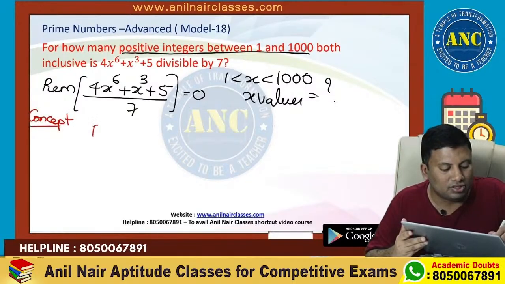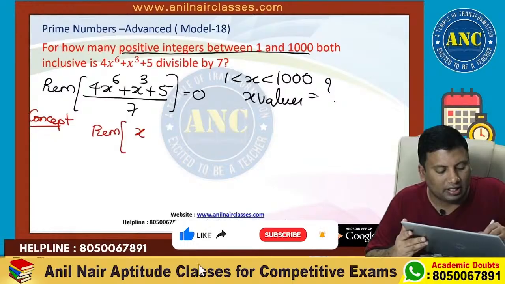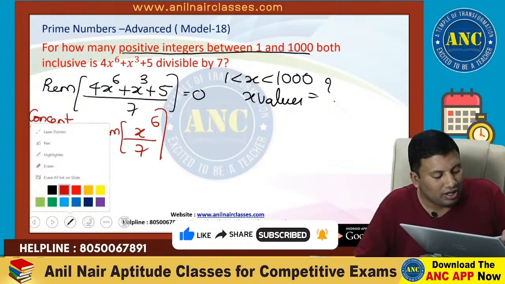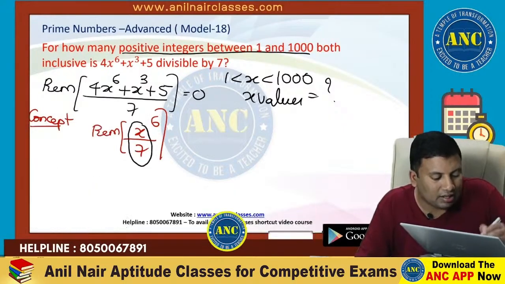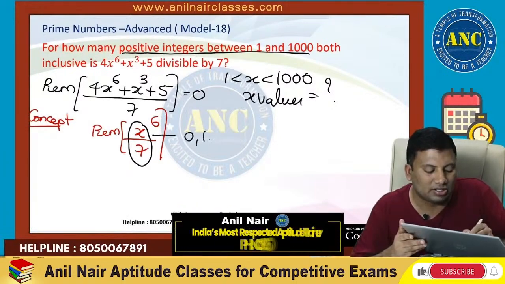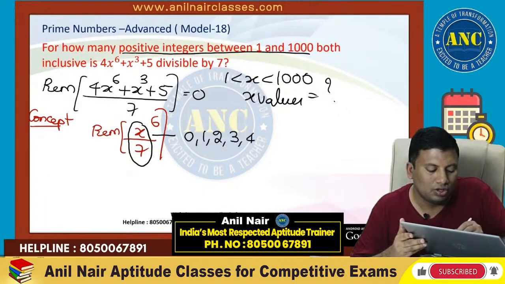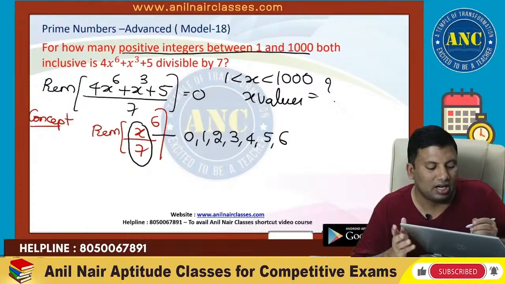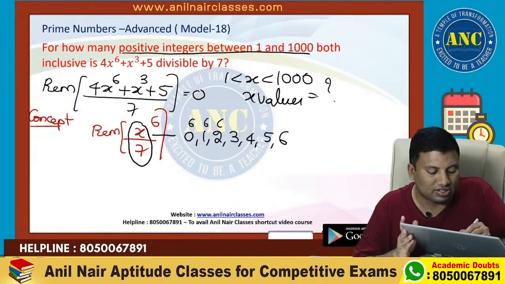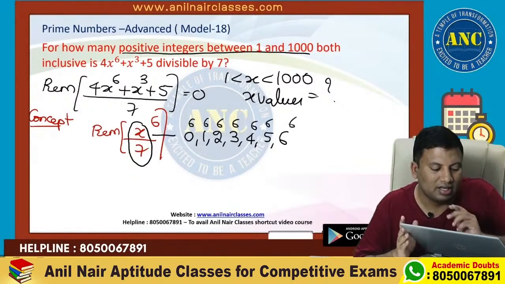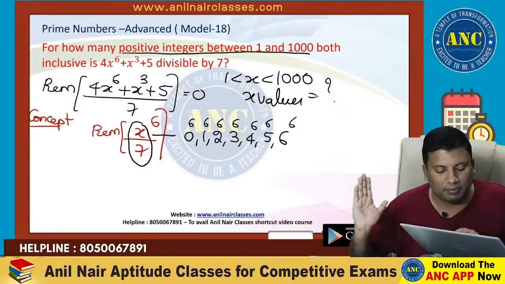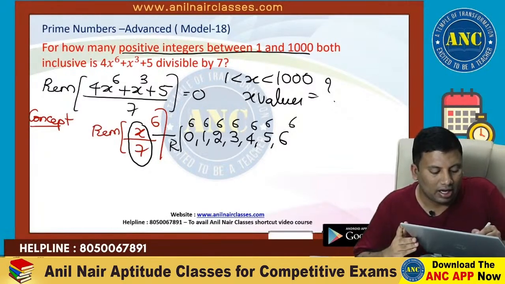Concept. Suppose I take x power 6 divided by 7. When you divide any number by 7, what are all the possible remainders? 0, 1, 2, 3, 4, 5, 6. Am I right? These are all the possible remainders. So let us do x power 6 by 7. When you divide x by 7, the remainder can be 0, 1, 2, up to 6. I hope it is clear.